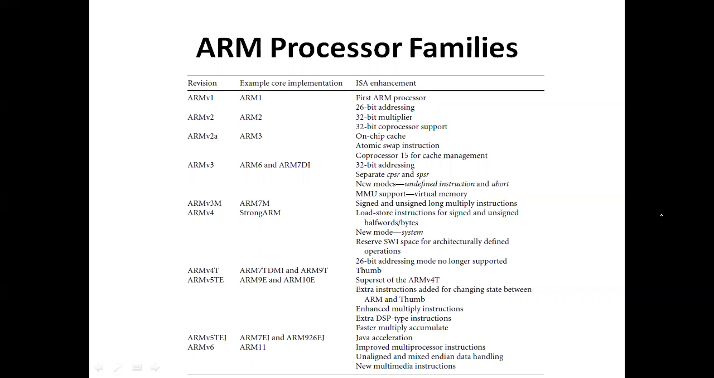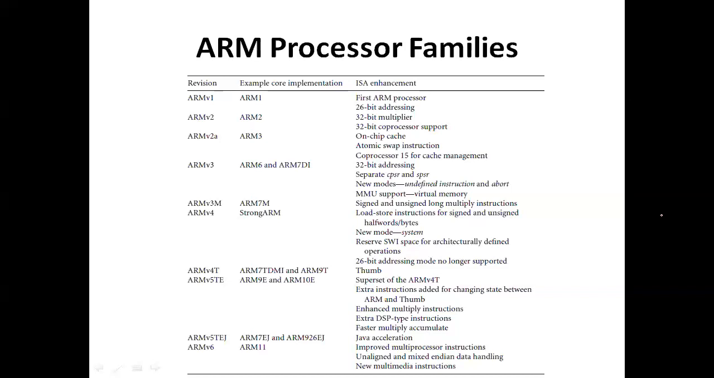The 26-bit addressing mode is no longer supported. From ARM version 4 onwards the processors are not compatible with the previous families, because these processors are 32-bit with a 32-bit memory address.